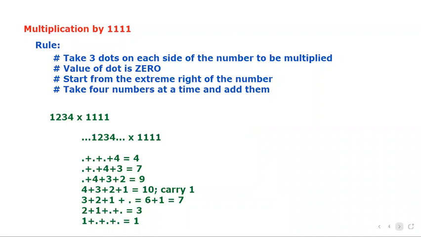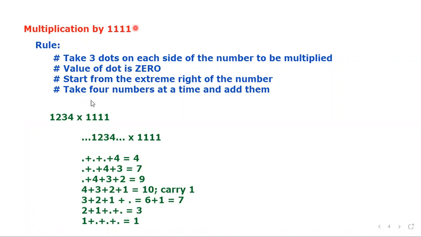Now, suppose we have to multiply by 4 ones. So, when we were multiplying by 111, we were taking two dots on each side of the number. But since here we are multiplying by 4 ones, we will be taking three dots on each side of the number. All the other rules remain the same. But the only difference is, earlier we were taking three numbers at a time. Now we will be taking 4 numbers at a time.